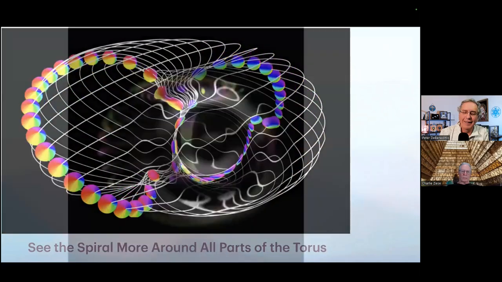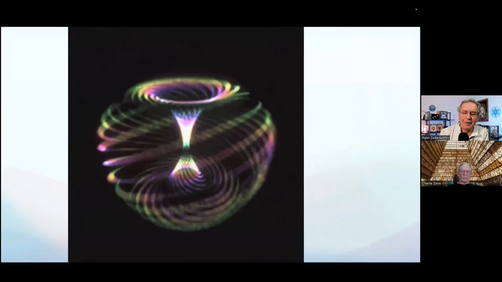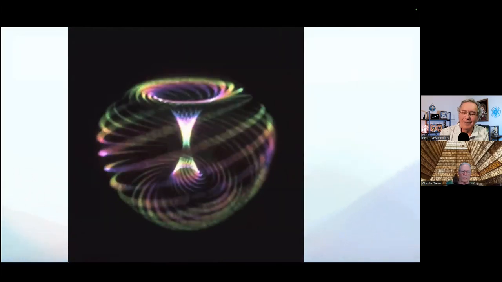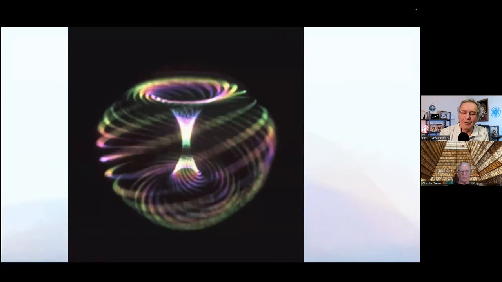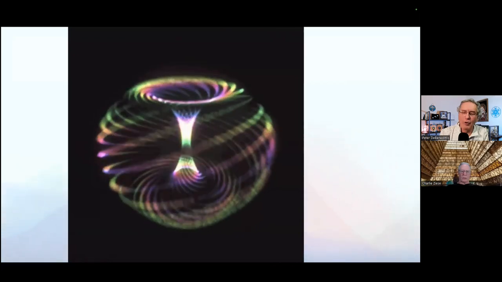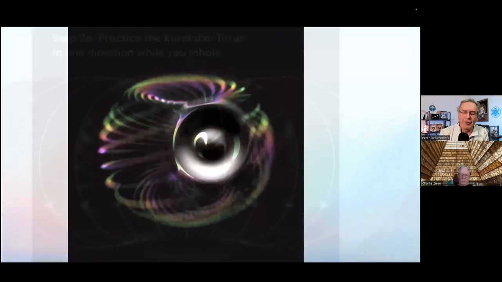Here's two of them together to give you another idea of what that would look like. And here's a whole torus spiraling to give you an idea of what that would look like. So that's where you're heading with this, okay, with this kind of spiraling energy through you. It's not just going around the torus and up, but spiraling as it goes through you.